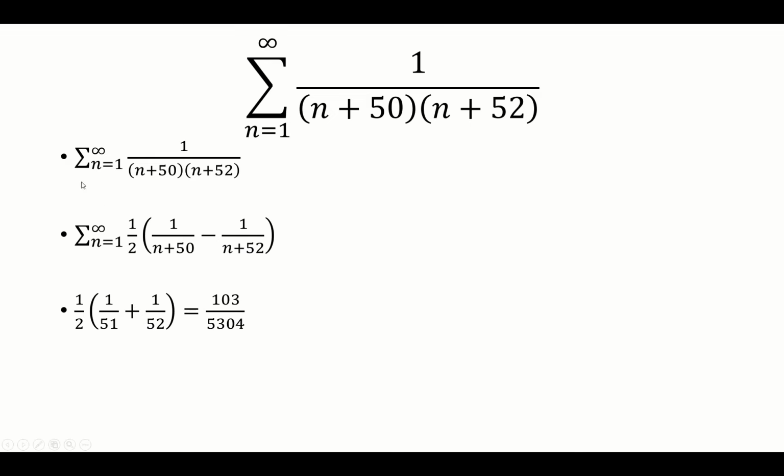So we're left with the first two terms. You plug in n equals 1 and 2 into the first one, simplify, and get 103 over 5304. So that is the sum.